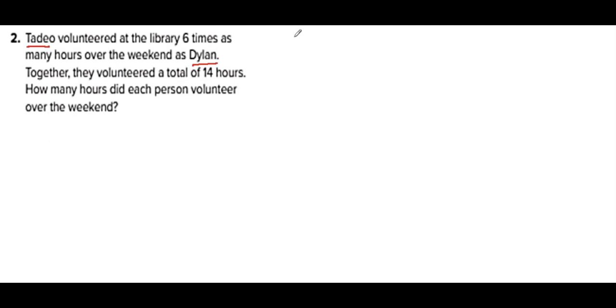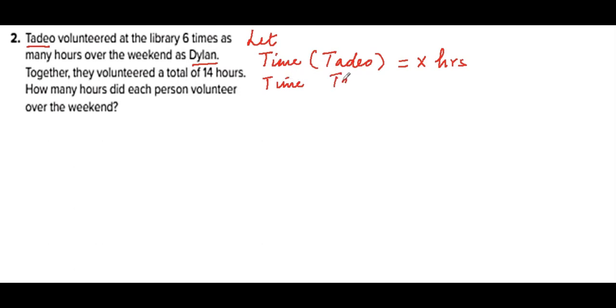So let us suppose the time taken by Tadio, I'm writing in brackets, time for Tadio. We are just supposing, let the time for Tadio be x hours and the time for Dylan be y hours. What is the meaning of that? That means the time taken by Tadio is x hours and the time taken by Dylan is y hours.